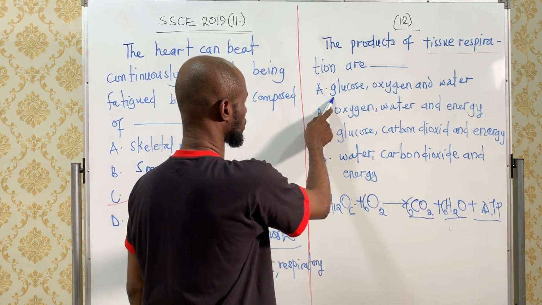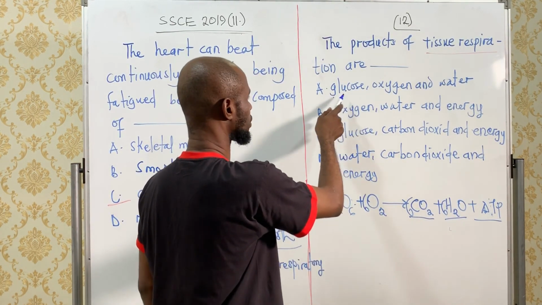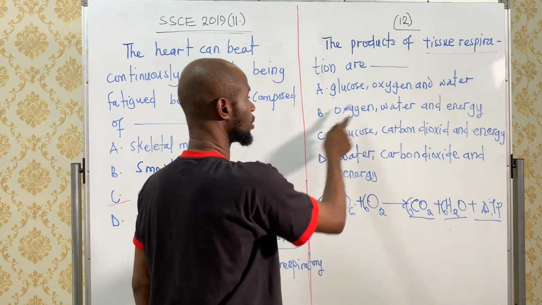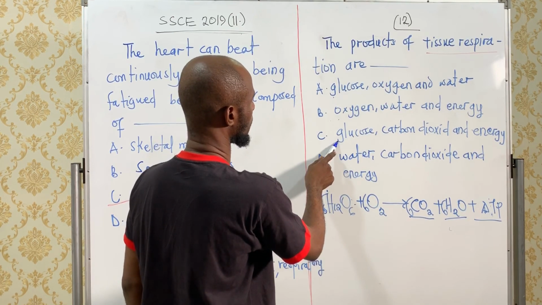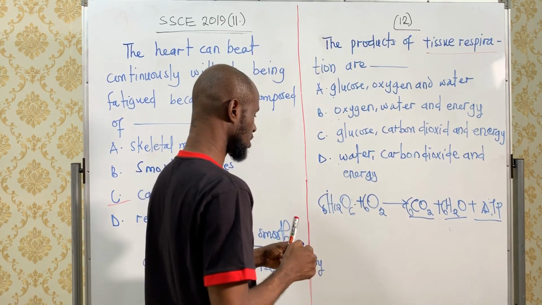This can never be the option because we are making use of glucose. We are not producing glucose. Oxygen, no, because we are making use of oxygen. We are not producing oxygen. Then water, carbon dioxide, and energy. So our answer is D.